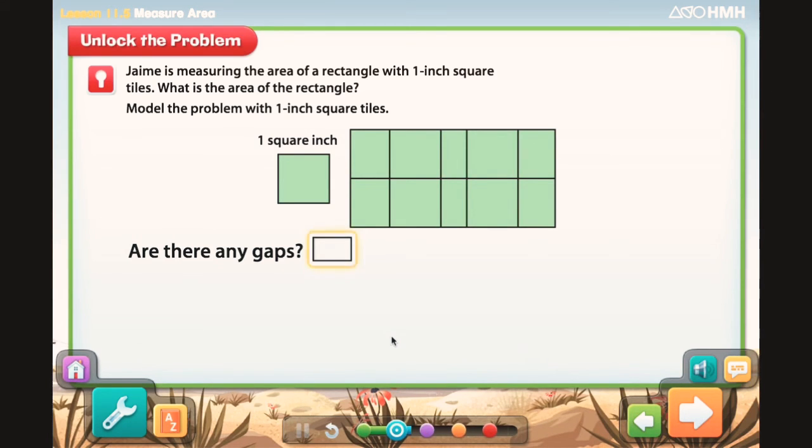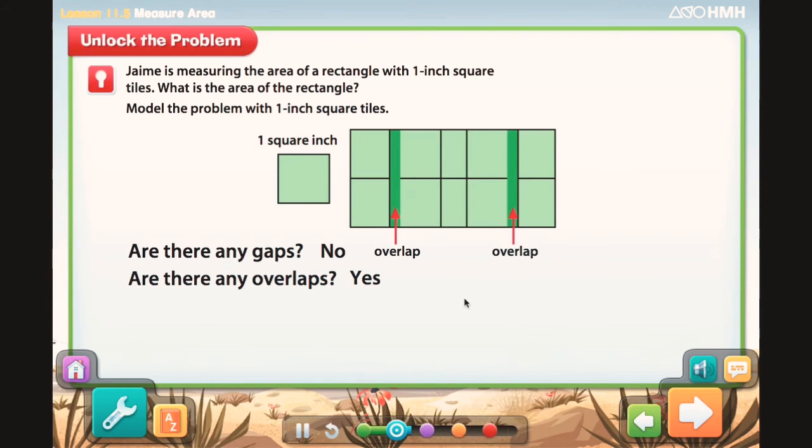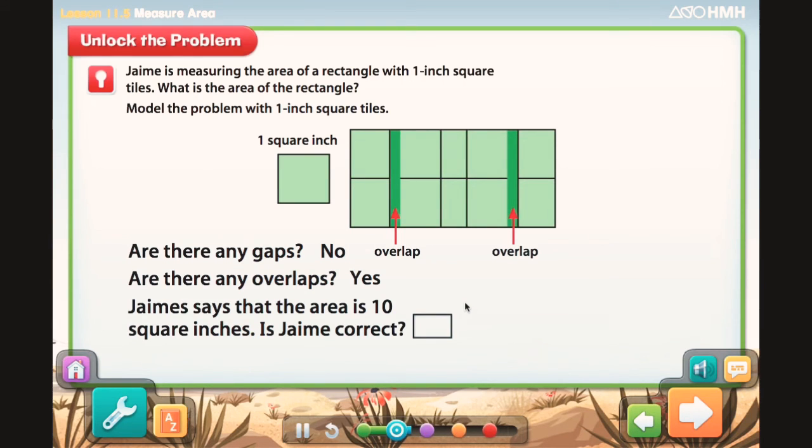So no, there aren't any gaps, but there are some overlaps. Do you see where the squares are overlapping? A good way to tell is by looking here in the rectangle. All of the units of measure should be exactly the same size, but this square, this square, and this one are each different sizes. If there are overlaps, as you see here, we cannot use that as an accurate way of measuring area. So if we're thinking, okay, I used 10 square inches, so the area must be 10 square inches, that's not correct, because we can't have any overlaps or any gaps.